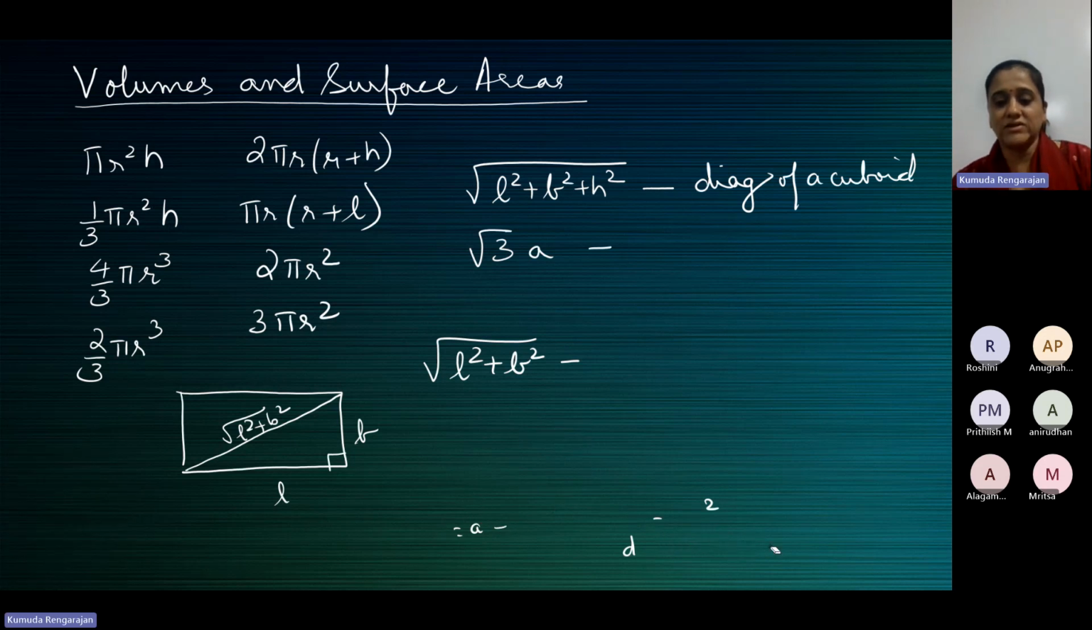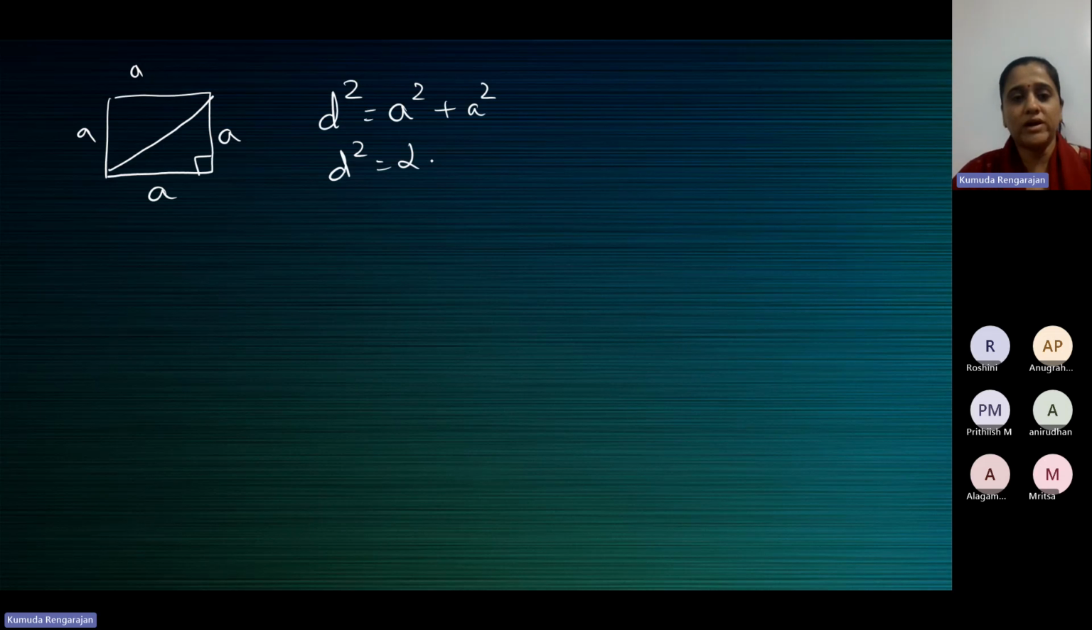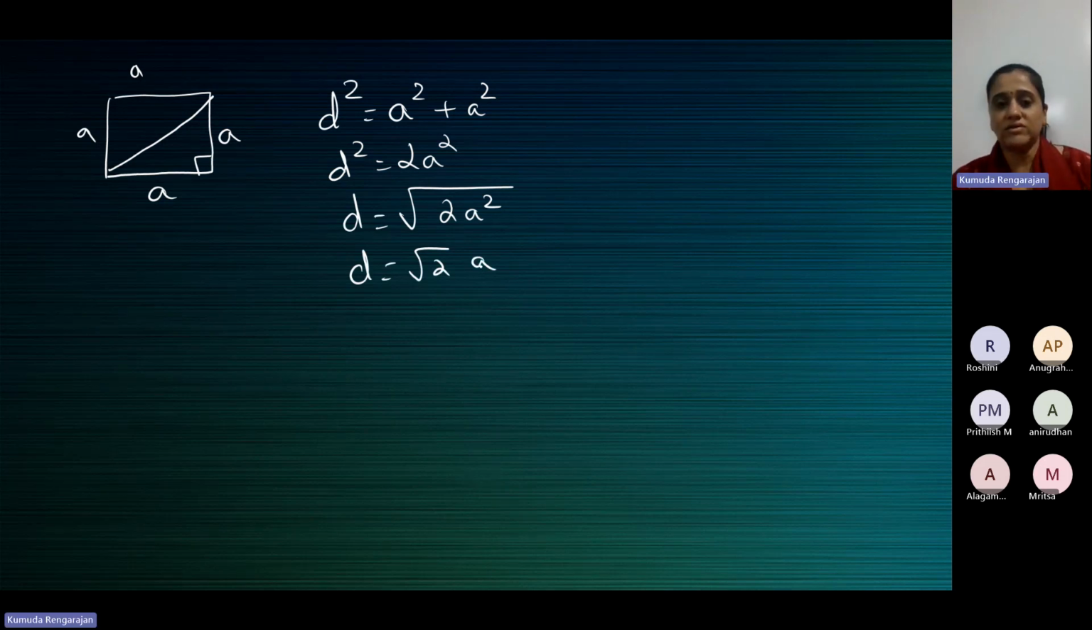I'll just take the next slide. One second. Square: all sides equal, diagonal, right angle, right triangle. So for the diagonal of the square, d square is equal to a square plus a square by Pythagoras theorem. d square is equal to 2a square. d is equal to square root of 2a square, d is equal to root 2 a units. So this is the formula to find the length of the diagonal of a square.